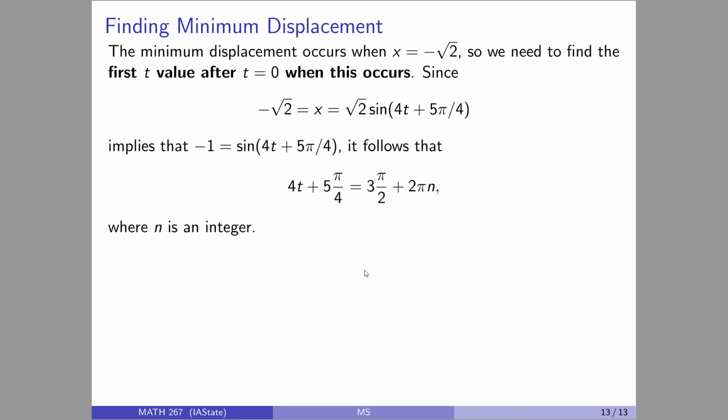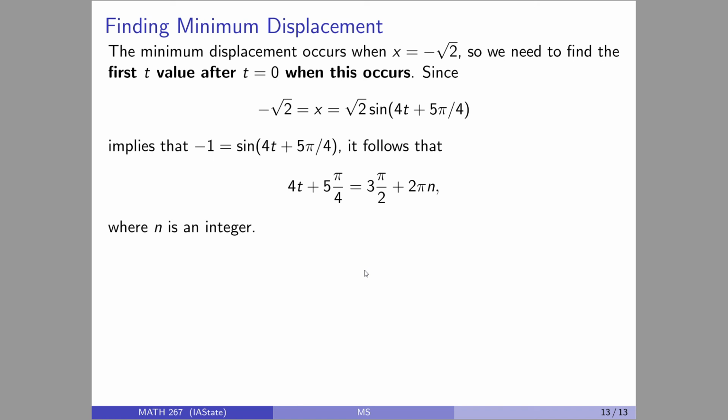So that means we set x equal to negative root 2. That means sine of 4t plus 5 pi over 4 is equal to negative 1. So 4t plus 5 pi over 4 has to equal 3 pi over 2. Note that's the only place sine hits negative 1. Think about the unit circle: that's straight down, where x equals 0 and y equals negative 1. And of course, any 2 pi multiple thereof, if we rotate counterclockwise or clockwise a full turn around. So that's what that is equal to.